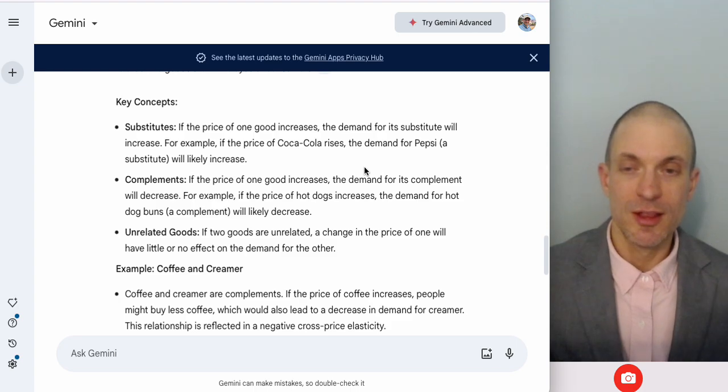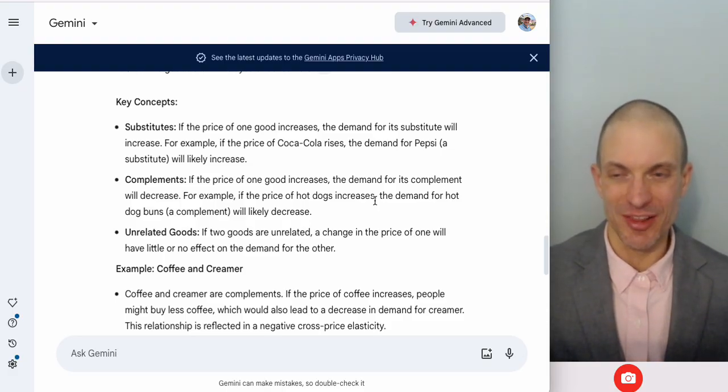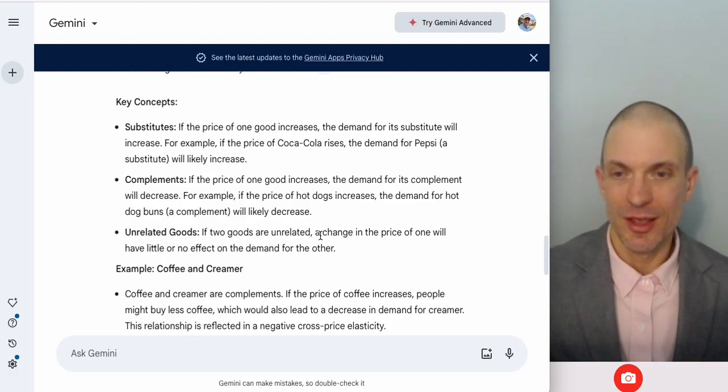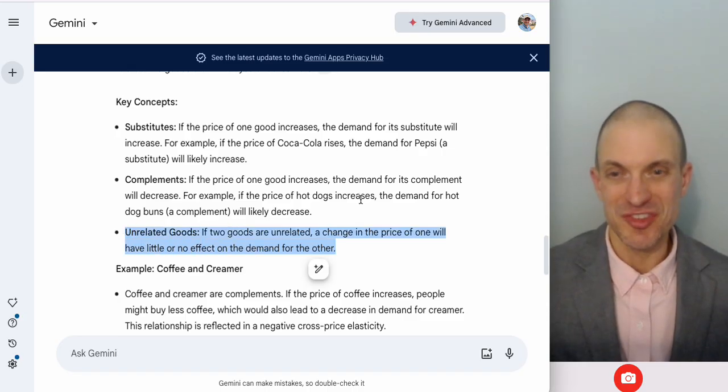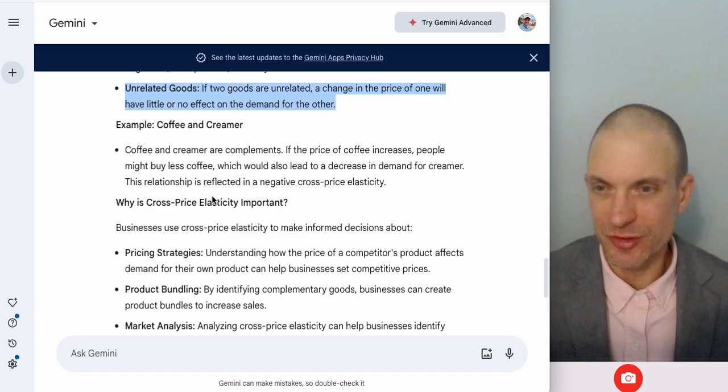Anyway, so the sign matters in terms of telling us, are they complements or substitutes? The magnitude matters in terms of telling us how closely related they are. And so actually that logic follows from the 0 cross elasticity when they're unrelated. Okay, so here's the examples.